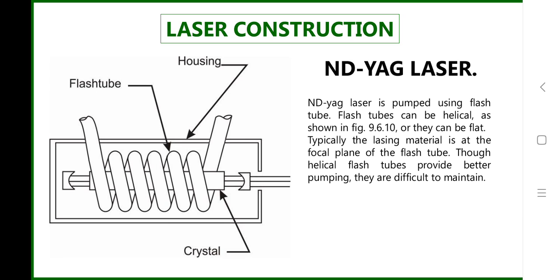Now the Nd laser. Here again I have shown in the figure that the laser is pumped using a flash tube. The flash tube can be helical. They can be flat also. Typically, the lasing material is at the focal plane of the flash tube. Though helical flash tubes provide better pumping, they are difficult to maintain. So through this figure I have shown some parts of this laser.